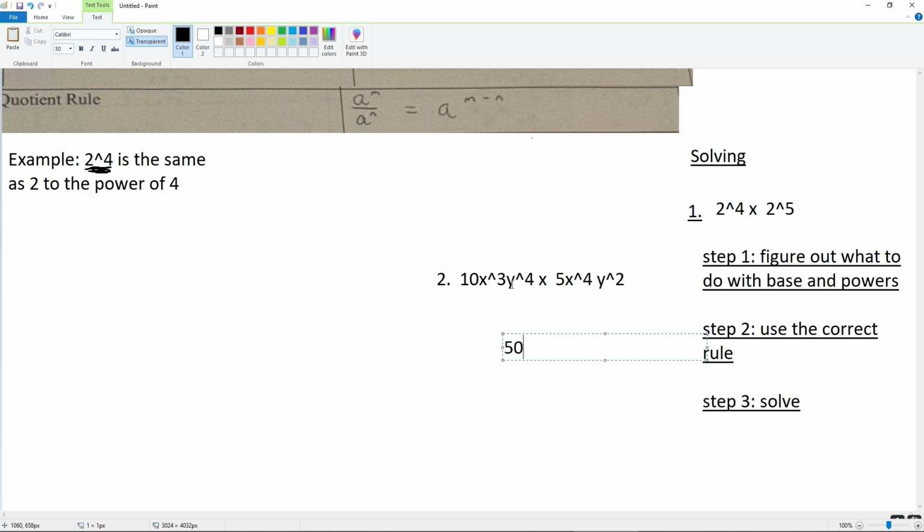And then the same thing goes for y, which would be 6. So then your answer would be 50x to the power 7, y to the power 6. It's the same steps as the other problem. The steps do not change at all.